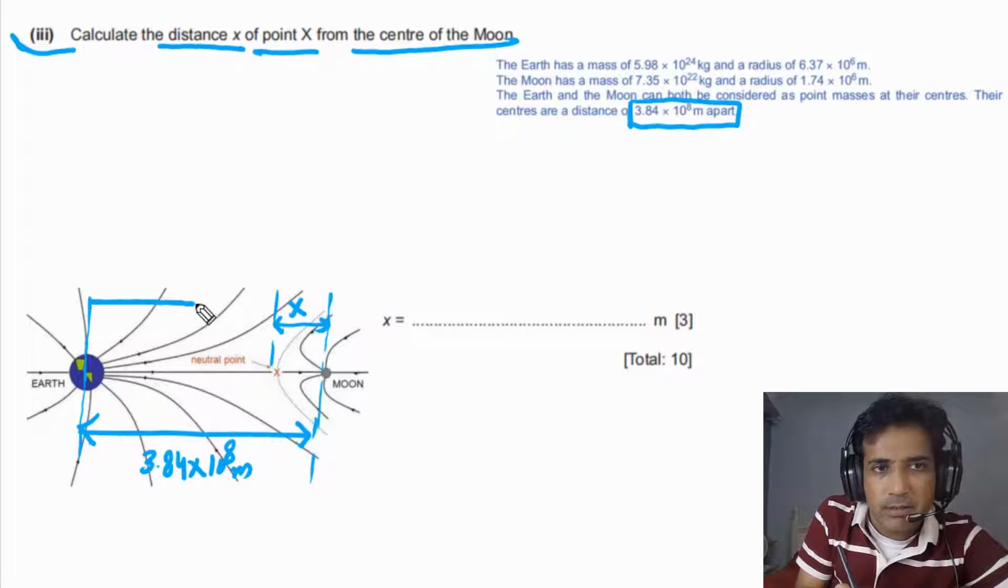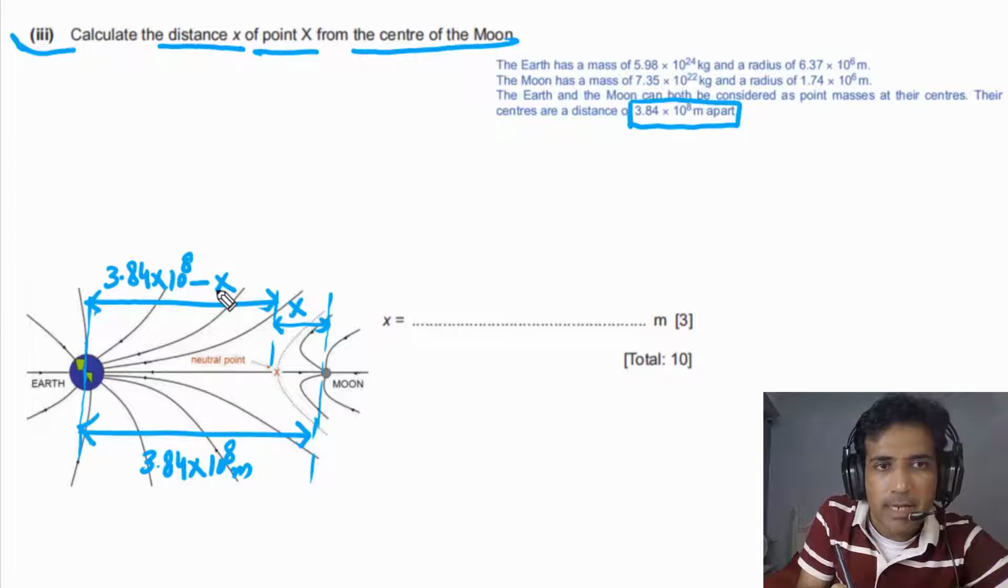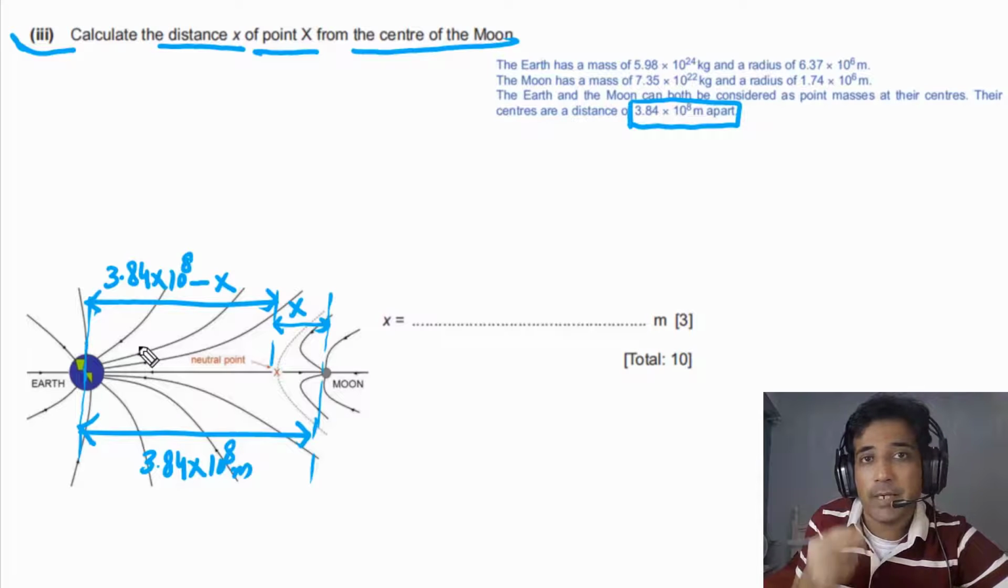So we can say the distance between the neutral point and the center of our planet will be equal to 3.84 times 10 to the 8 minus x. Now we need to find out the value of x.